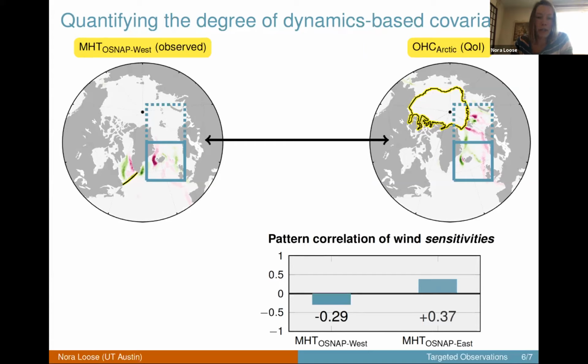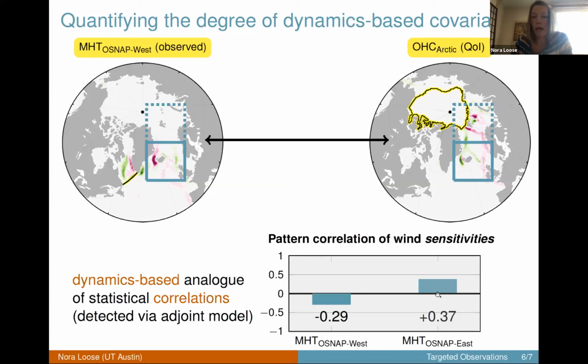So in summary, these blue bars quantify the degree of dynamic space covariation between OSNAP and our quantity of interest. And in contrast to statistical correlations, we can underpin these bars with dynamical drivers and mechanisms. And we also know exactly what kind of information we're missing.